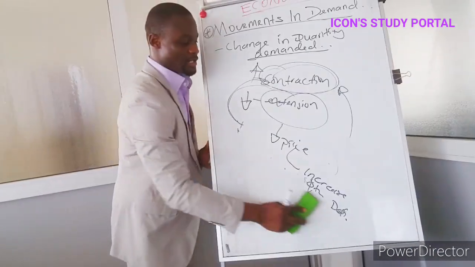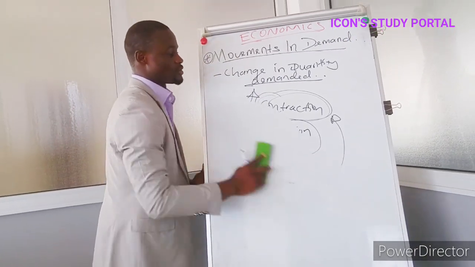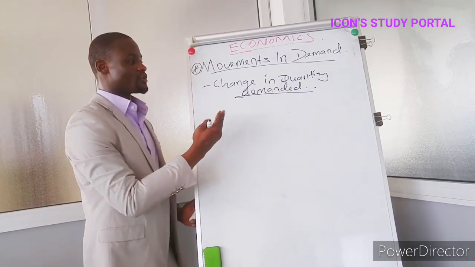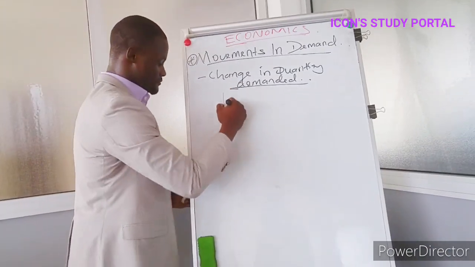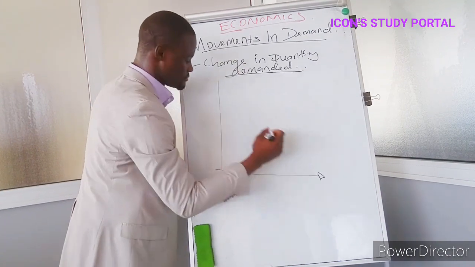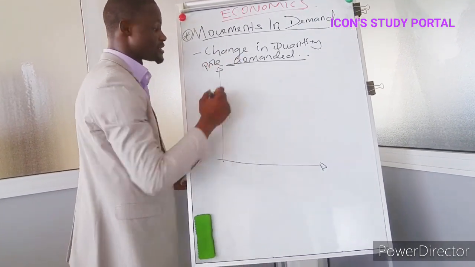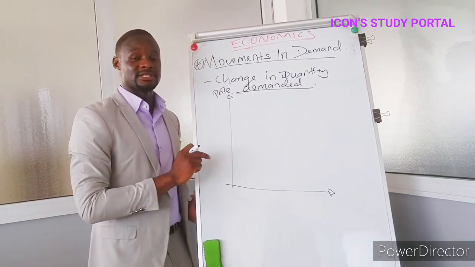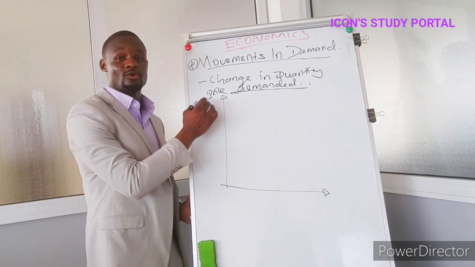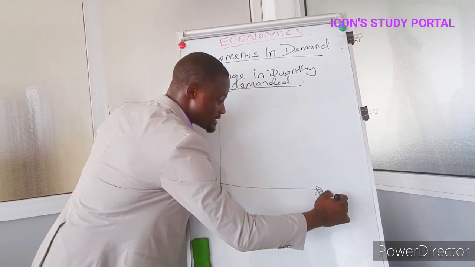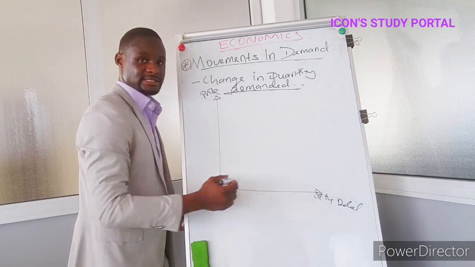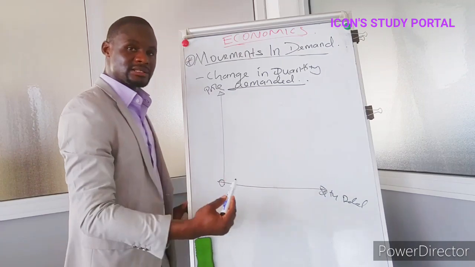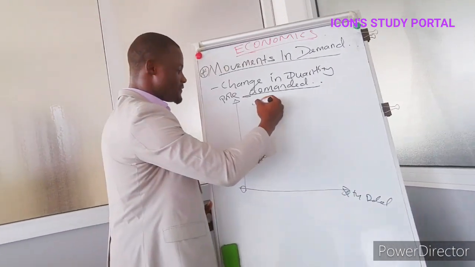I'm going to go now into an illustration. Let us illustrate this concept, the change in quantity demanded. Here we have price. Remember, we have established the fact that as far as the demand curve is concerned, price must always be allocated on your y-axis, while quantity demanded is allocated on your x-axis with a permanent base 0. Now, our normal demand curve slopes downward from left to right.